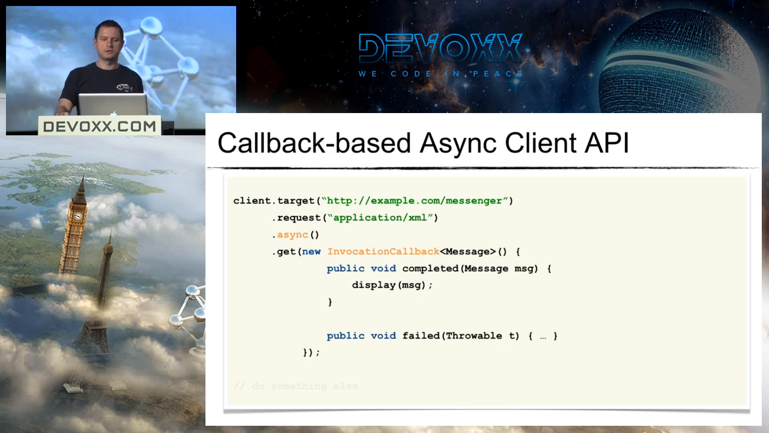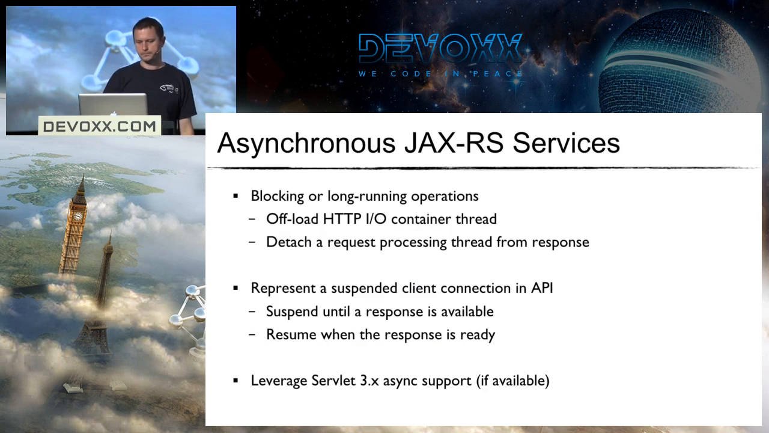Another way to work with the asynchronous API is to register something which we call an invocation callback. In that invocation callback, you are implementing methods that will be invoked when your request is successfully finished with the response. Either the completed method is invoked when everything went fine, so then you will be able to proceed and display the message, or the failed method is invoked to inform you if anything went wrong. And again, in this case I'm just firing the request and registering the callback that will be invoked asynchronously, and I can proceed with doing something else.